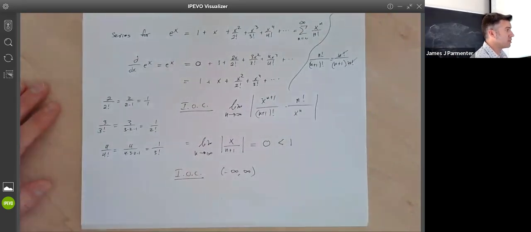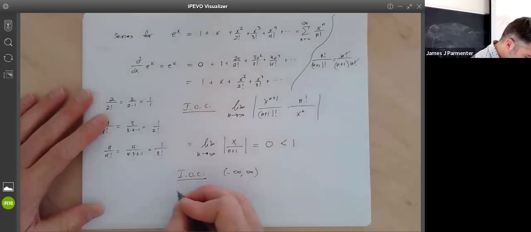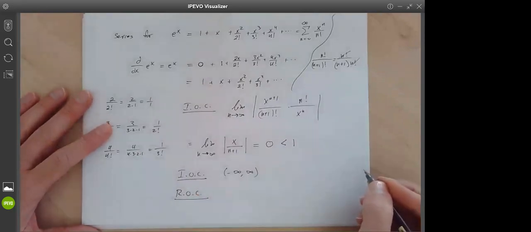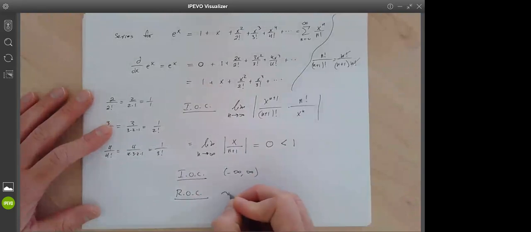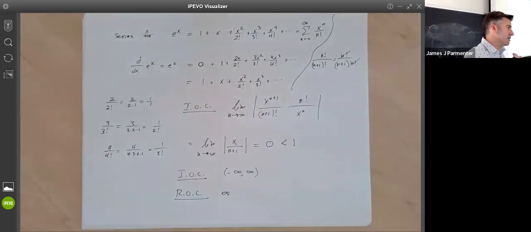And yes, it is absolutely convergent on that entire interval. And the radius of convergence is? Infinity. Right, half of infinity, still infinity. So when your interval is everything, your radius is infinity.